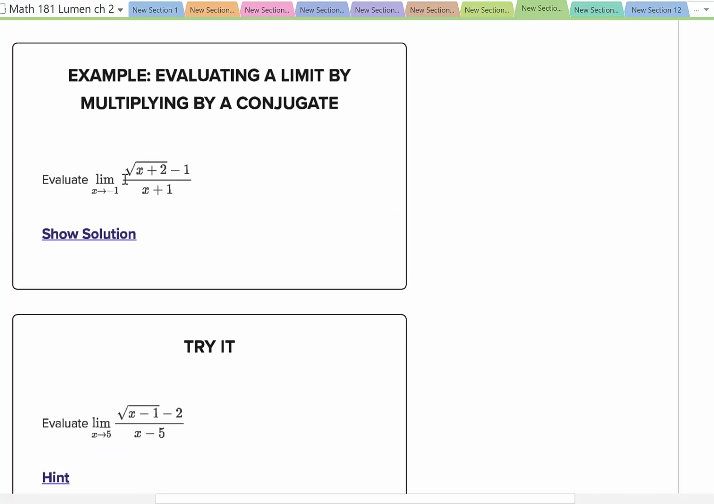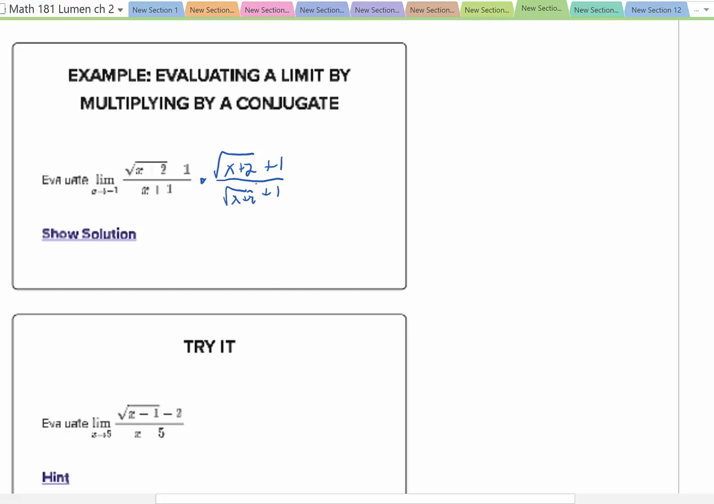Okay, now here's an interesting one with the square root of x plus 2. So if I were to put that negative 1 in there, I'd have negative 1 plus 2 is 1, square root of 1 is 1, 1 minus 1 is 0. Down below, I'd have negative 1 plus 1 is 0. So I have the indeterminate form. So I'm going to multiply this one by the conjugate of that, which becomes the square root of x plus 2 plus 1 over the square root of x plus 2 plus 1.